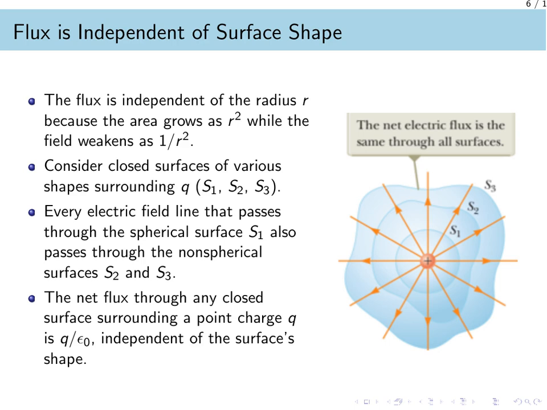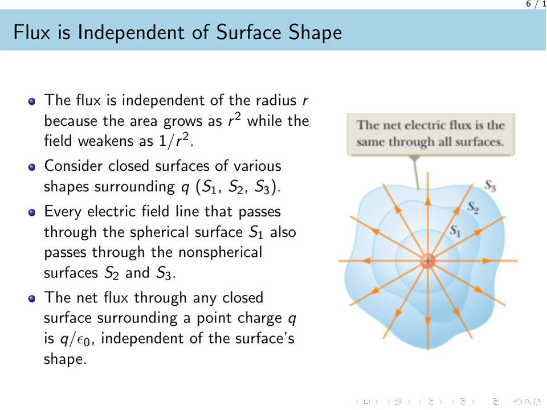It turns out that the electric flux is completely independent of the sphere's radius. This is because as the sphere gets larger, the surface area grows proportionally to the square of the radius, while the electric field weakens inversely with the square of the radius. These two geometric effects perfectly cancel each other out.